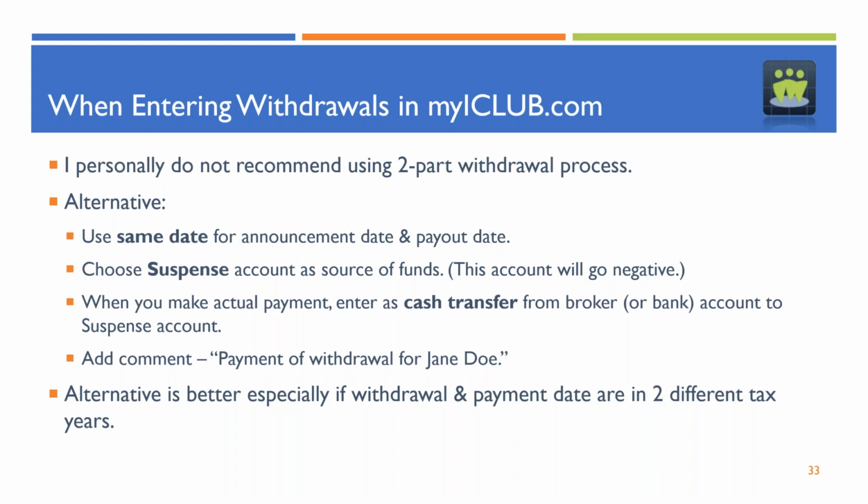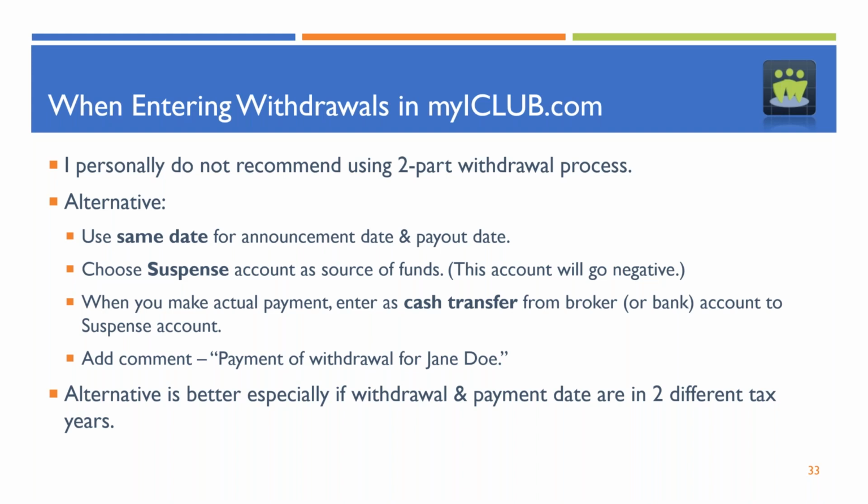This one is especially important to follow and not use the two-part if the withdrawal announcement date and the payment date are in two different tax years. One of the problems with that, if it's in two different tax years, you pay them in the next tax year, the tax printer for the next tax year will think they're still a partner and will generate K1s for them.